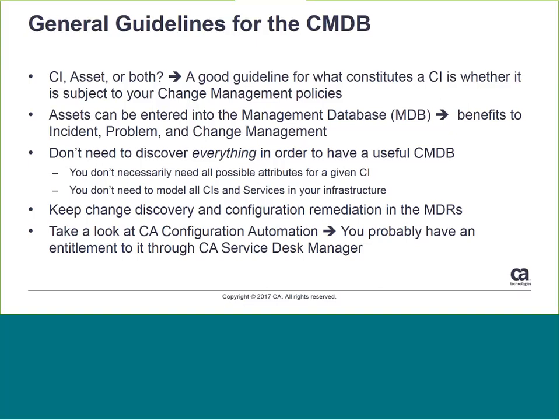That third bullet point is a good guide or recommendation as well. First of all, you don't necessarily need to know everything about a configuration item in the CMDB. This is where those management data repositories come in and really fulfill a lot of that. Think again of a server, or let's take an application actually. For an application CI, a tool like CA Configuration Automation could easily discover hundreds or even thousands of attributes about that configuration item, about that application.